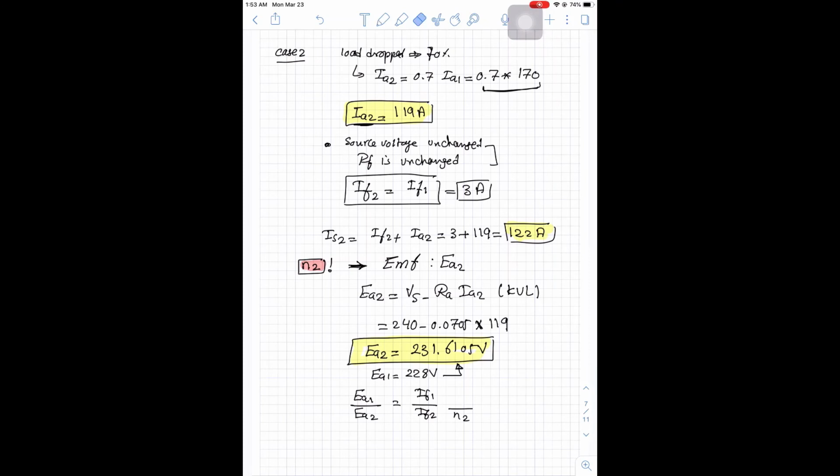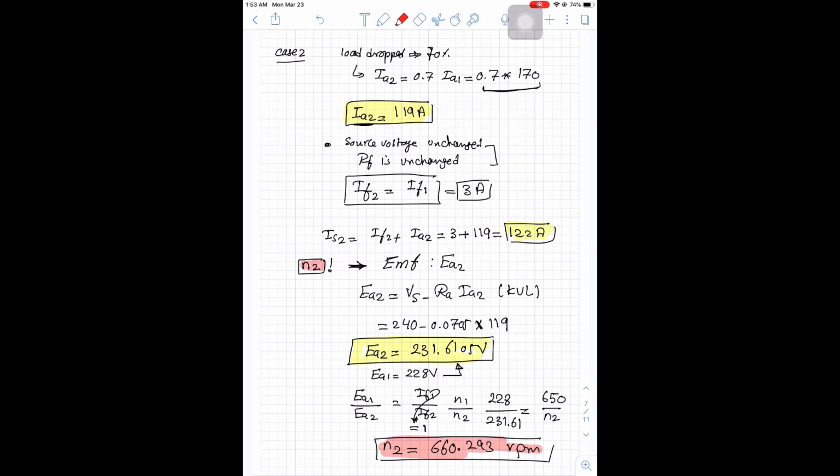And as we mentioned, IF1 over IF2 equals 1 because we didn't change the source and we didn't change the field resistance. So we can say that 228 divided by 231.61 equals N2, which is unknown, over N1, which is 650. So the only unknown in this equation is N2, which is 660.293 RPM.